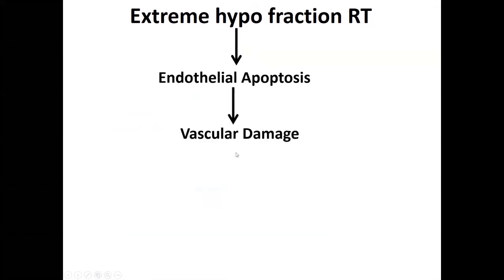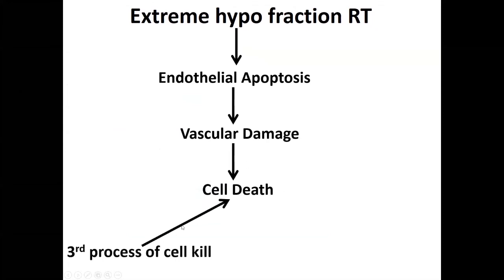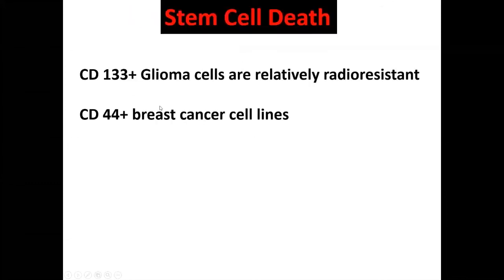So extreme hypofractionation results in endothelial apoptosis, resulting in vascular damage, hampered blood supply, and ultimately cell death. So this is the third process of cell kill, along with the other two processes, alpha and beta cell kill. The fourth process is stem cell death. We know that there are stem cells in most solid tumors which are relatively radio resistant. So what is the evidence which suggests that there is a direct damaging effect of the high dose of radiation used in non-fractionated radiotherapy on these stem cells?